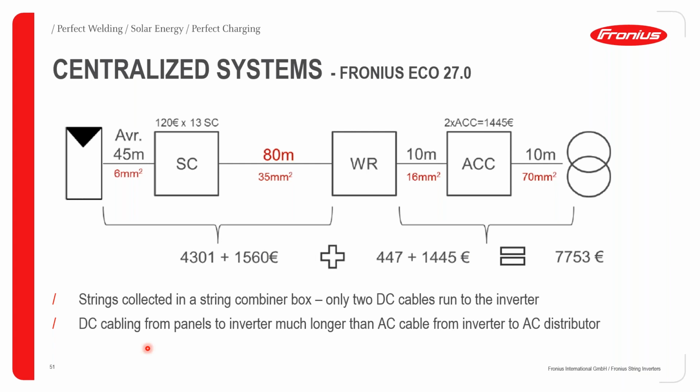string combiner box, and only 2 combiner box cables, therefore, are running from the combiner boxes to the Echo inverter. The DC cabling from the panels to each inverter is much longer than the AC cable from the inverter to the AC distributor, as already mentioned, to differentiate between centralized and decentralized.